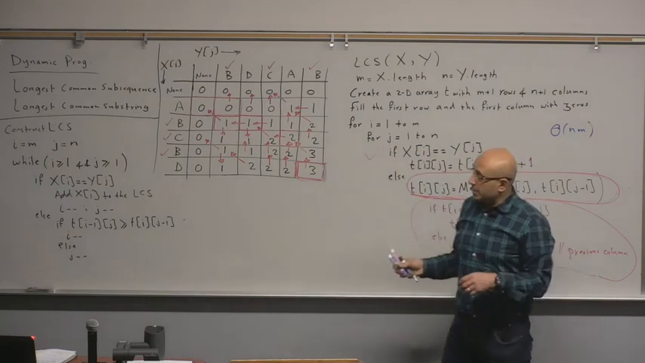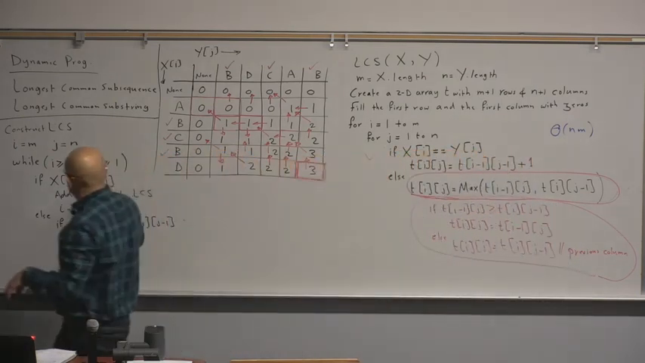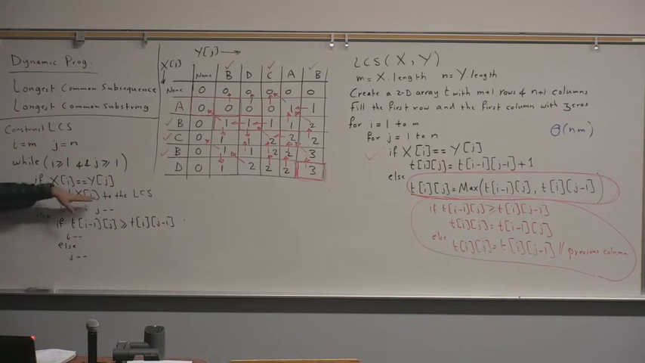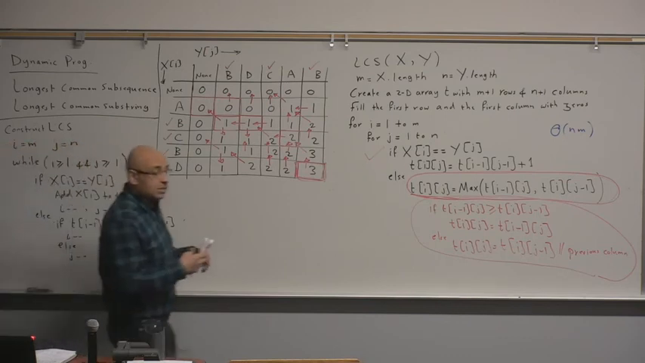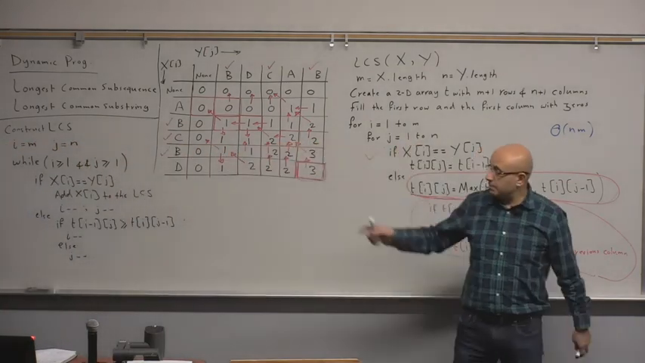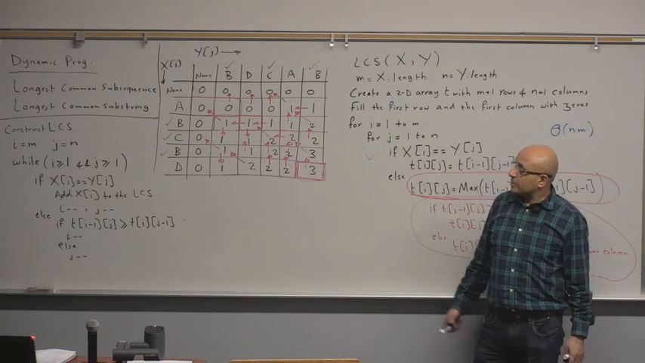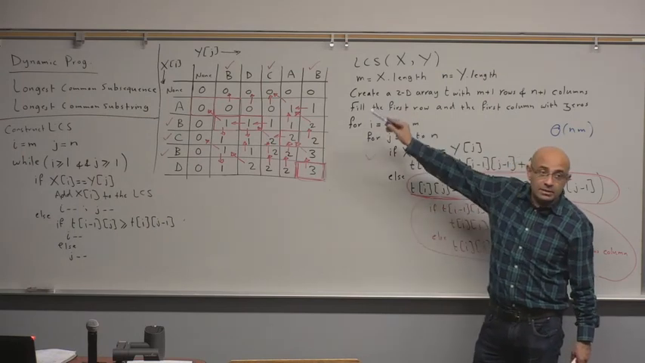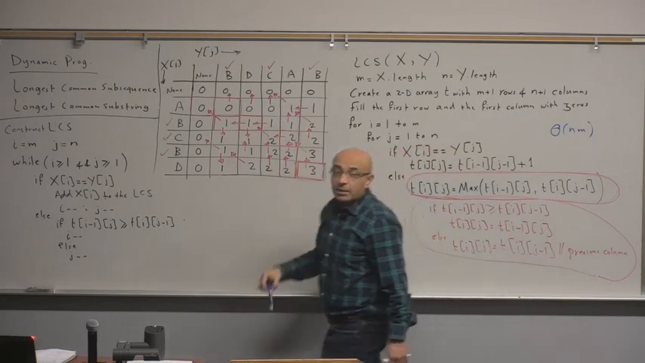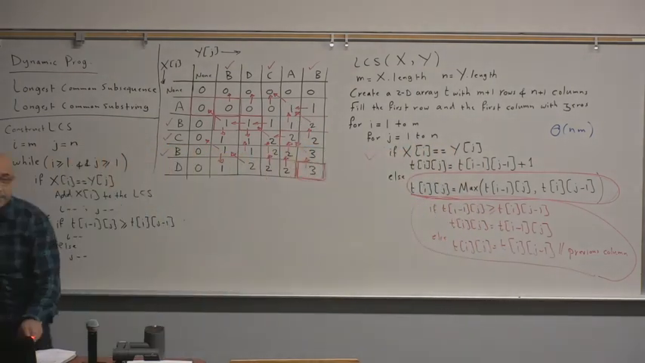So what does it mean? It means that if we compare the two characters, if they are equal, we take the character and we go diagonal. If they are not equal, we see which of these is greater. If this is greater, we go to the previous row, but we do not take any characters. So we just move. Now the question is, what's the running time of this algorithm? Look at this table. When we trace back, what's the worst case asymptotic complexity of this?